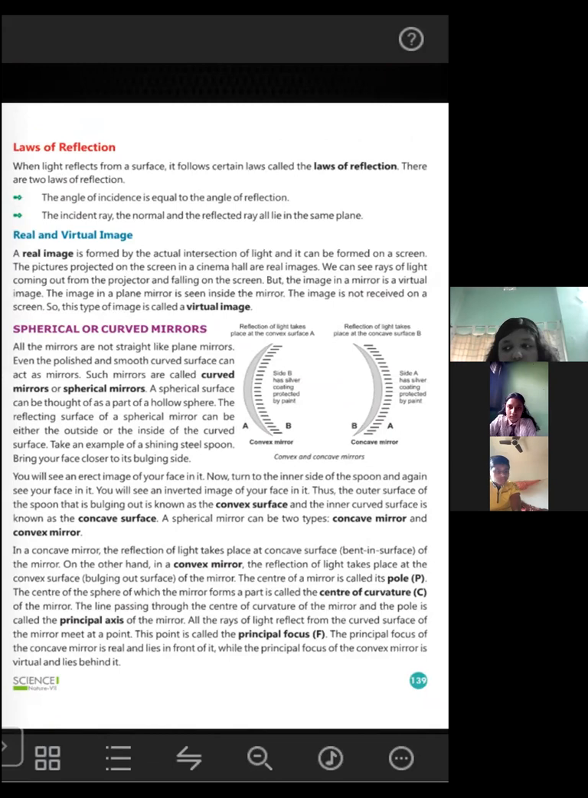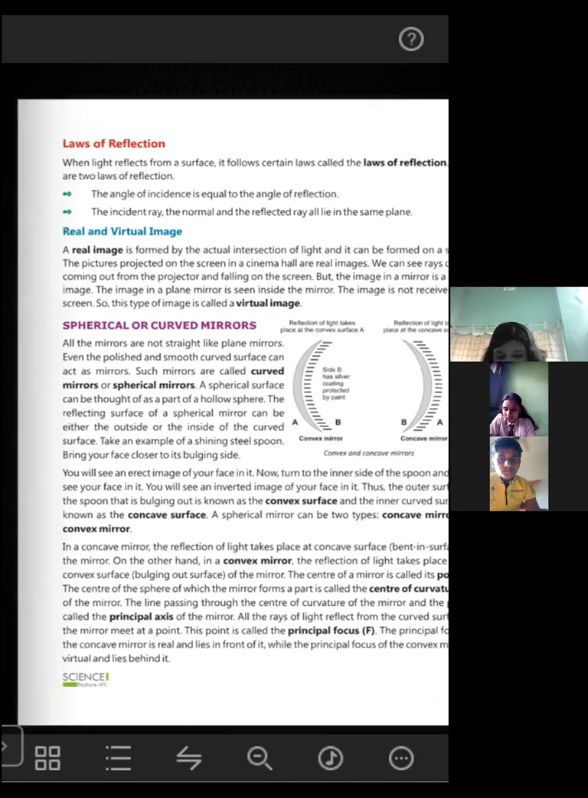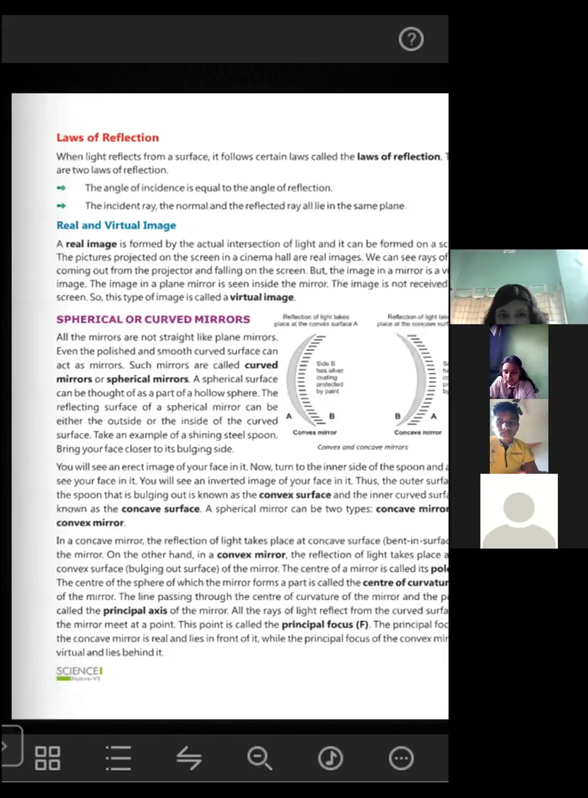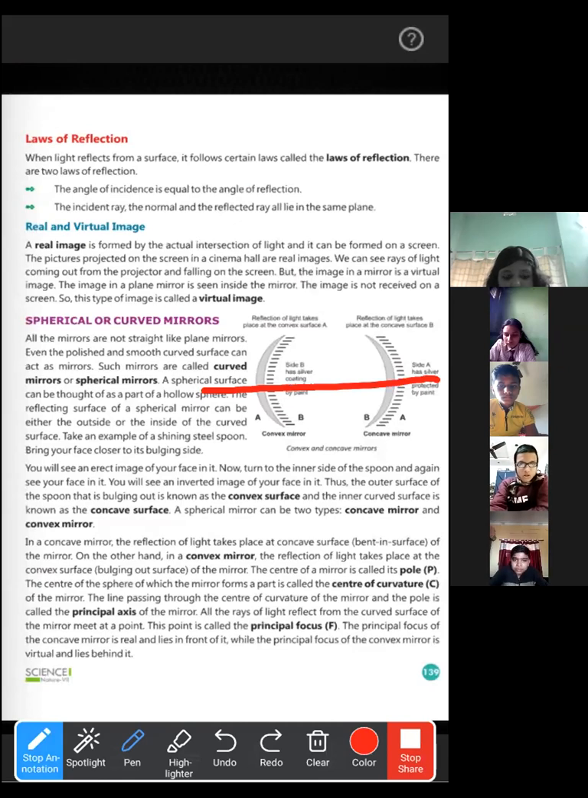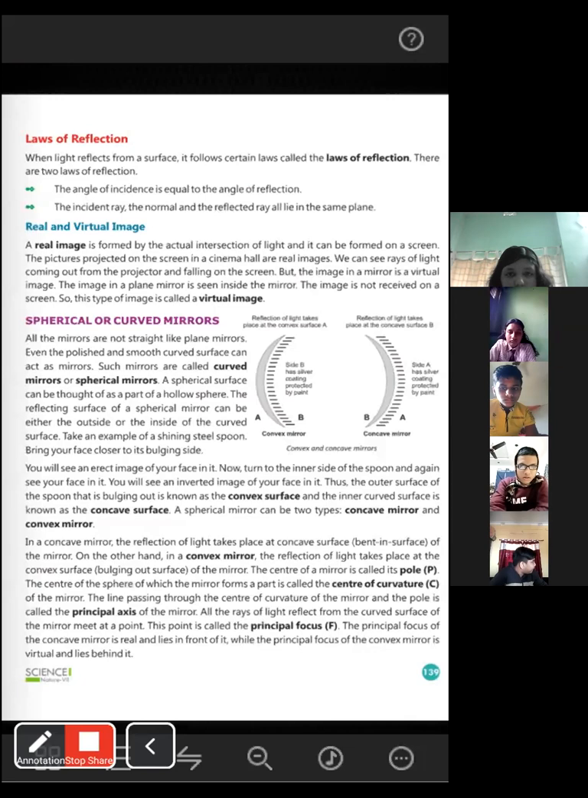Tomorrow I will tell you about the focus, focal length, principal focus, and the pole, what is called the pole. For that we need to draw the line and the light rays that will fall on it. So I will tell you all these things tomorrow. For today, the class time is over.